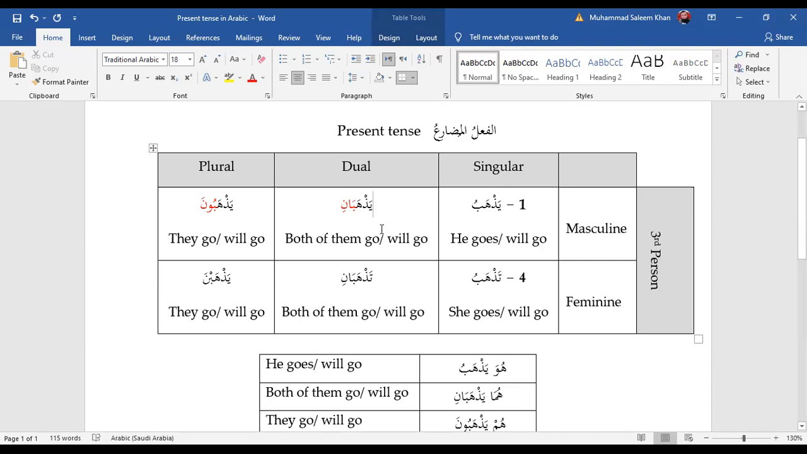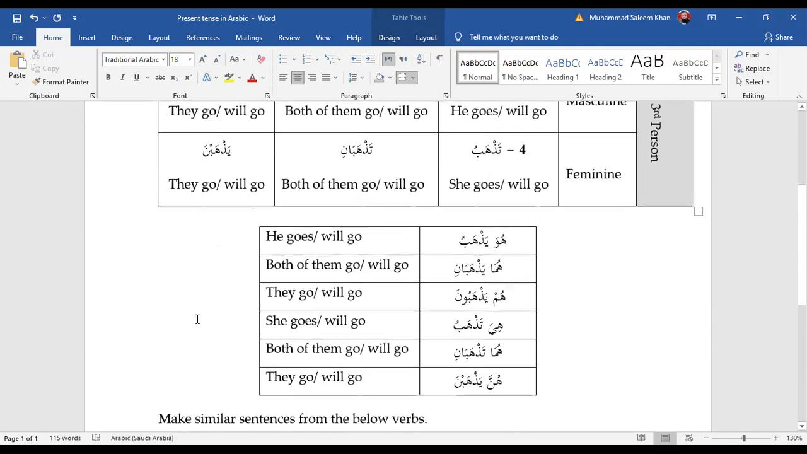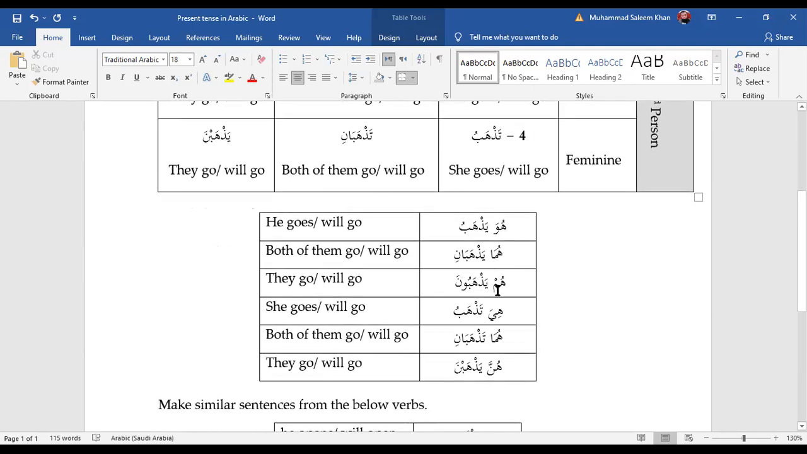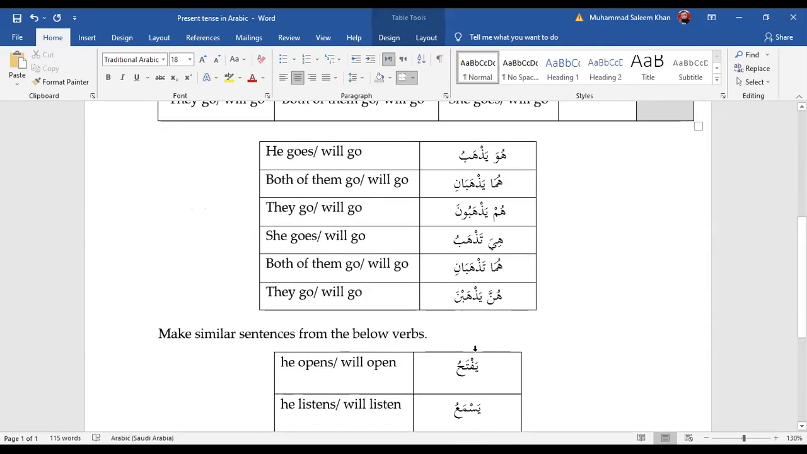Similarly, when we say muslimani and muslimuna, does it have ya or ta? No, sir. So that means this is a noun. And when we say yadhabani and yadhabuna, then it means it is a verb. So both of them go and they all go. And tadhabu, she goes or will go. Tadhabani, both of them go, and yadhabna, they go or will go. This is for the feminine. So here I have written, huwa yadhabu, huma yadhabani, hum yadhabuna. Hiya tadhabu, huma tadhabani, hunna yadhabna.